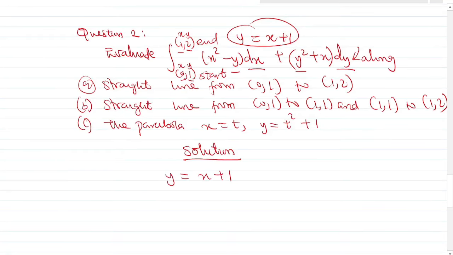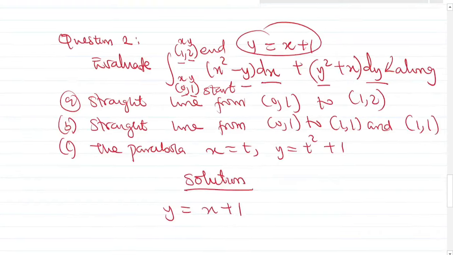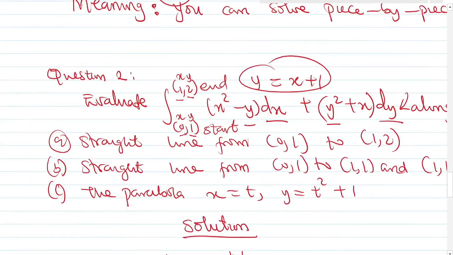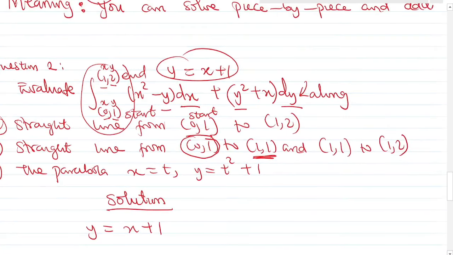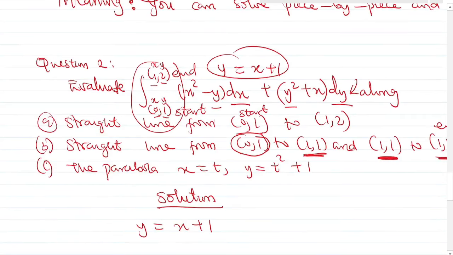Now the question asks you to find it in a straightforward manner, from the point where you start from 0, 1 to 1, 2, like we have it in the question. Remember, if you look closely at the second question here, it is asking you to go from the start 0, 1 to a point 1, 1, which is not the end. Then you go from that point again to the end. So you have to do two integrals here. Then we are given another one, which is the parabola. We are going to come to that as well.